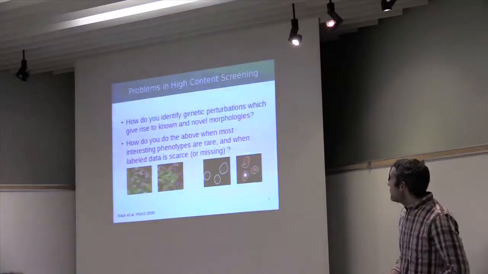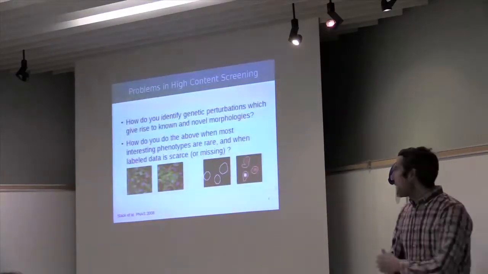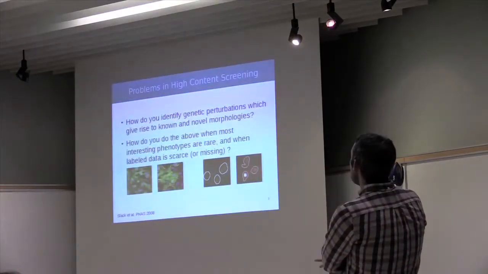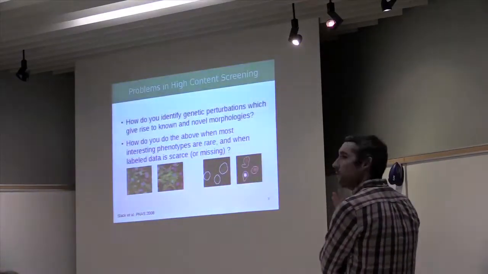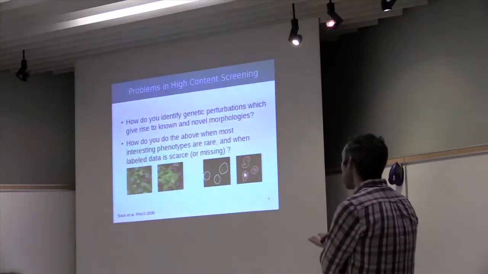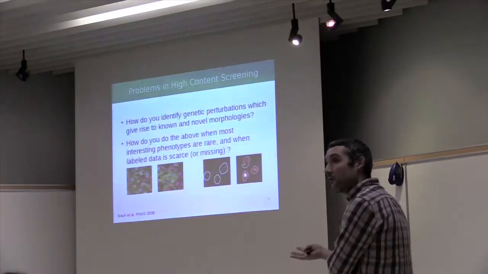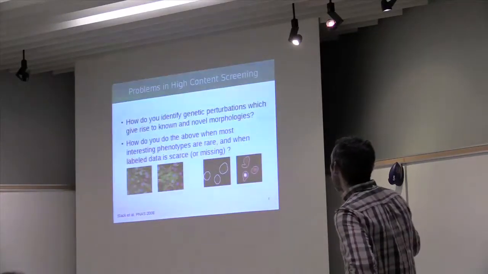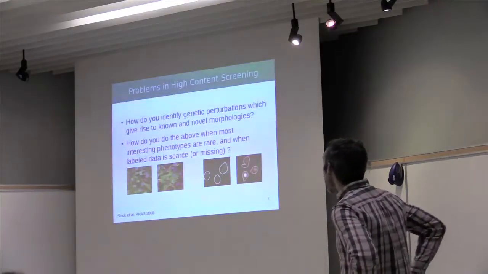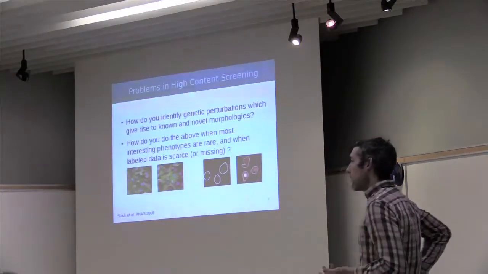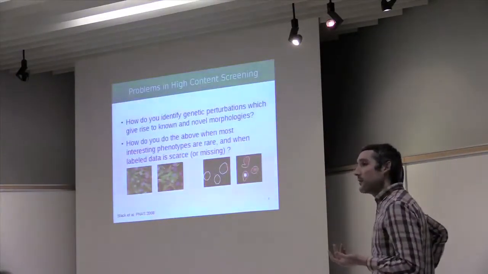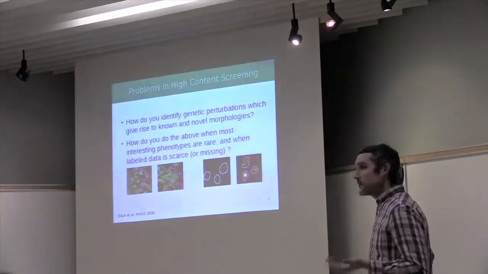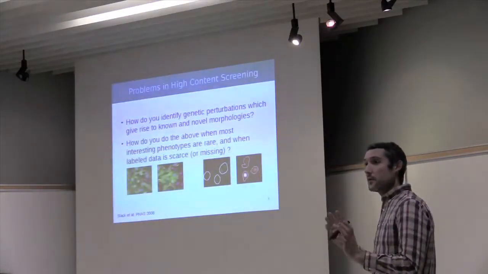So two problems that come up in high content screening for imaging are, how do you identify which genetic perturbations tend to give rise to different phenotypes, often looking for novel morphologies? And another one is, how do you do this when these phenotypes are very rare, and when you have very few examples of them? You have very little labeled data from which to build a model of what these look like, especially in the space of your description.